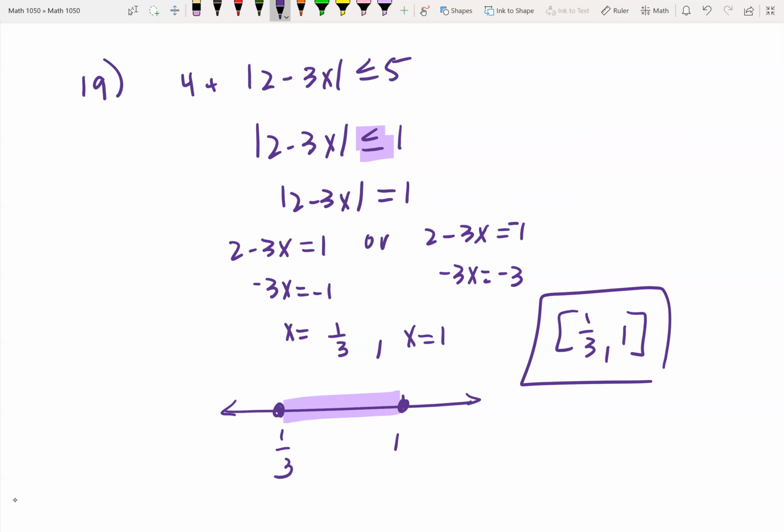Okay, number 20 is super easy. So if x plus 5 is a factor, set the factor equal to 0, and you get x equals negative 5 as a 0 or a root.